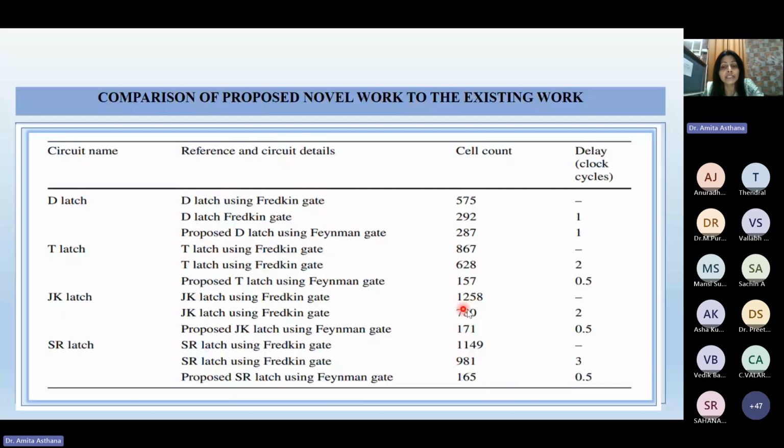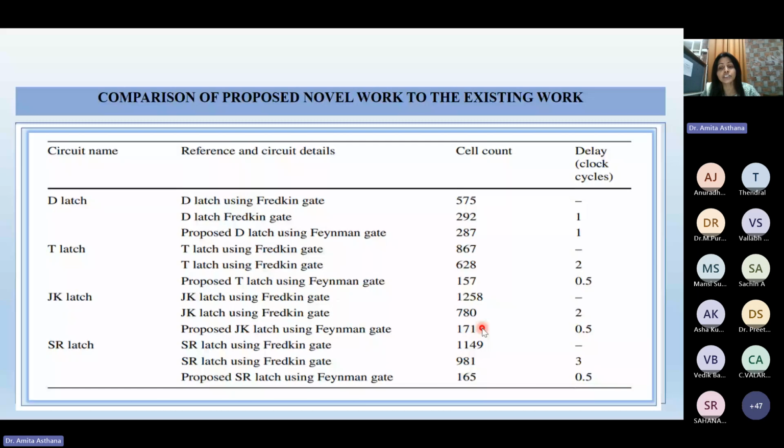So this comparison is quite visible, that if we are using Feynman gate to design a proposed JK latch, then obviously it is employing very less number of quantum cells.